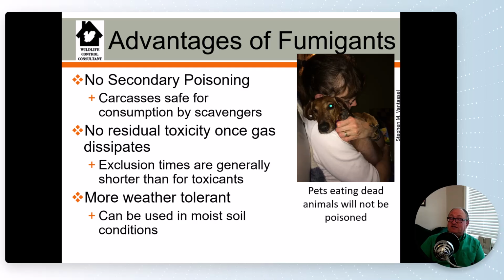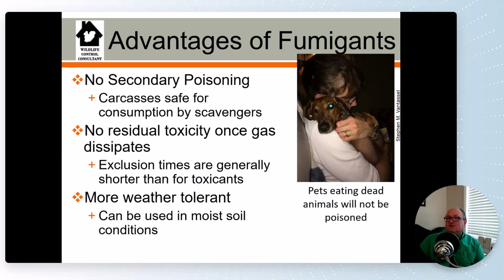Now, there are advantages with fumigants. Of course, there's no secondary poisoning risk. So when you treat an area, you don't have to worry about those carcasses being a potential poison risk to a scavenger, for example. This is one of the reasons why fumigation, particularly carbon monoxide fumigation, is beginning to take off, because of this particular advantage. And also, carbon monoxide injectors are not regulated, but we'll talk more about that in a moment.